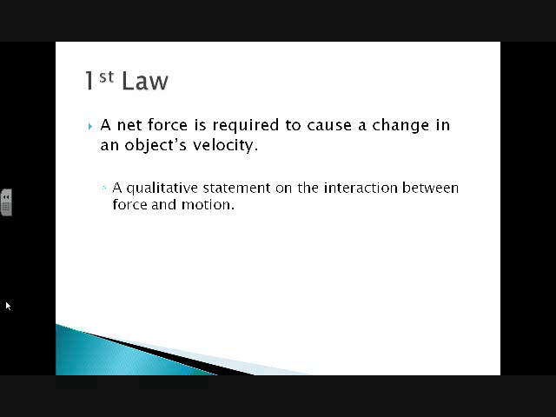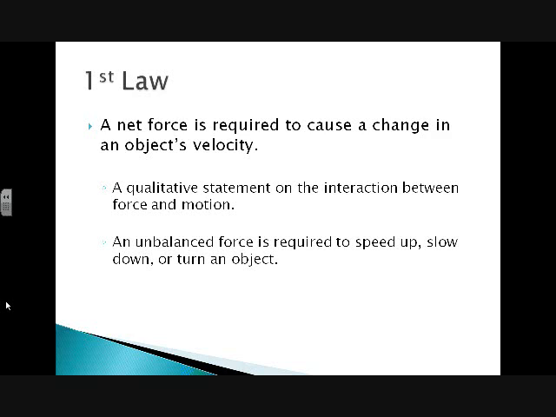This is inertia. This is how people refer to it as inertia. You have to have an unbalanced force to speed up, slow down, or turn an object. And that's the key. People understand speeding up and turning and slowing down, but they don't understand that you need the net force to turn the object also.